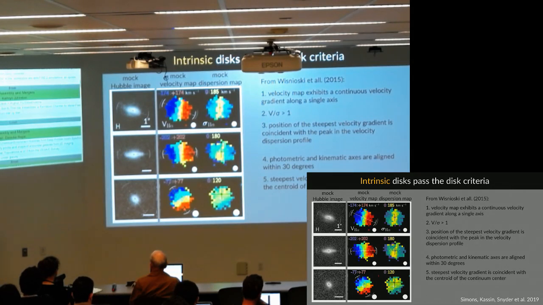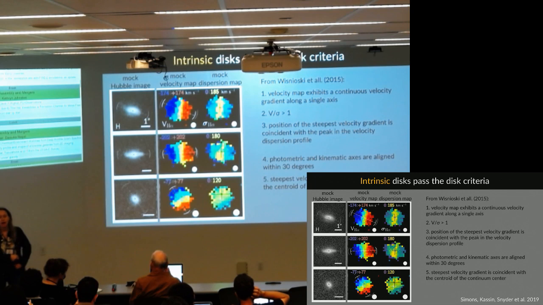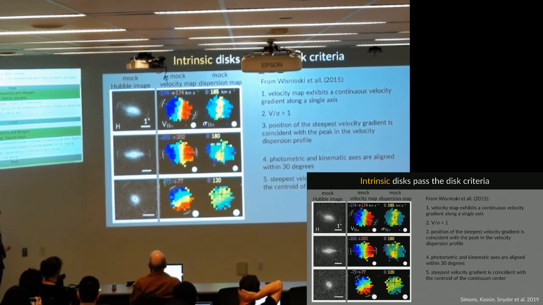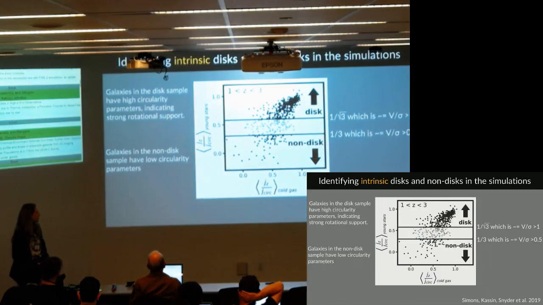These are mock observations of galaxies that are what we're calling intrinsically disks. This is a mock Hubble image, mock velocity map, and a mock velocity dispersion map for 3 galaxies. And you can see they all have a very nice gradient in the rotation map, the velocity map. And in the velocity dispersion map, they have a very nice peak. You can see these little marks on the side show you the PAs. The PAs are pretty much in agreement with the images. These are disks. Disks are disks. We're all good for the vast majority of them.